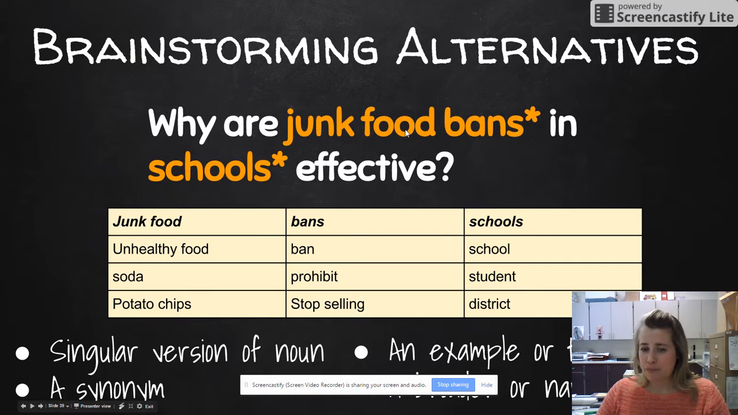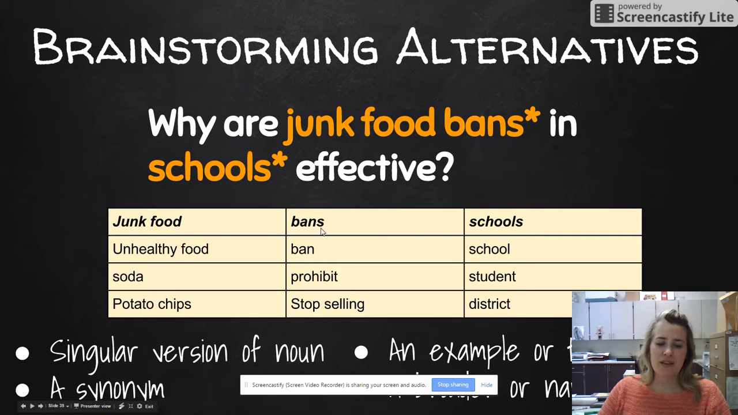So here's an example. Here's my question, why are junk food bans in schools effective? Once again, I've highlighted my nouns. These two words have asterisks next to them because I just want you to notice that these words are plural. They have an S at the end. And I'm going to talk to you about what we do with plural nouns. So I've taken each of my nouns and I've written each noun in a different column. So here's junk food, bans, and schools.